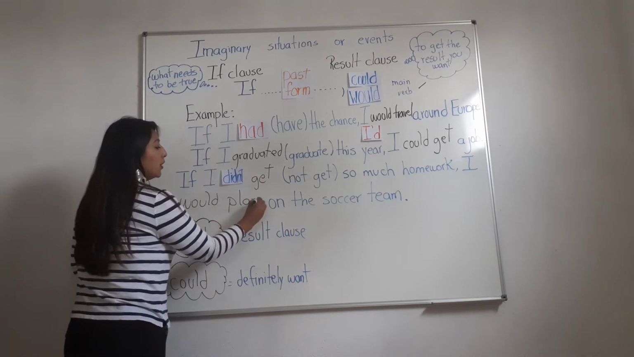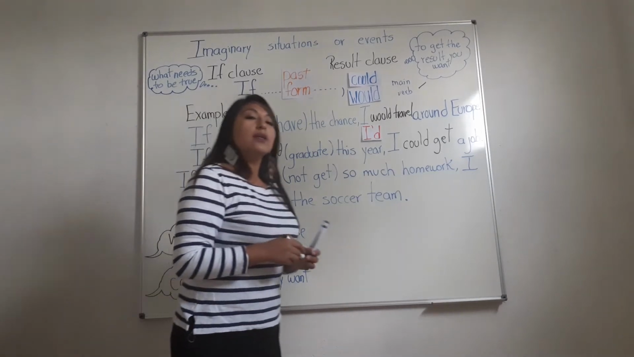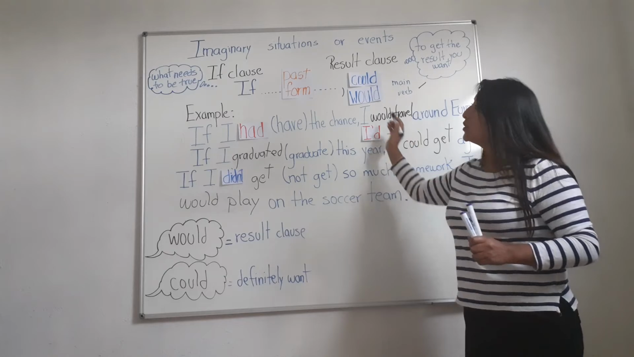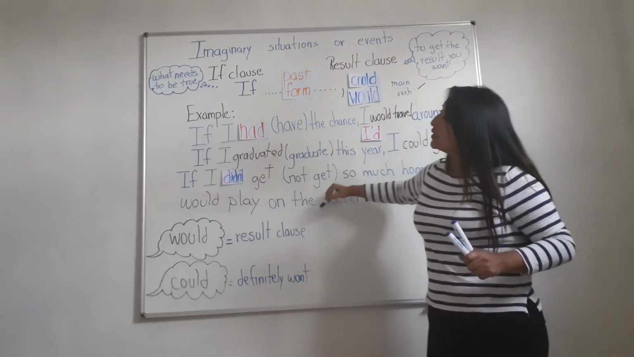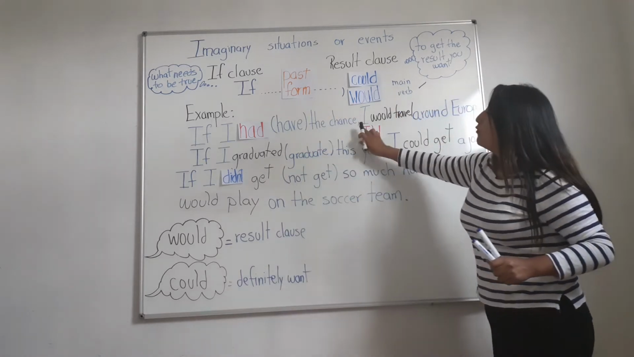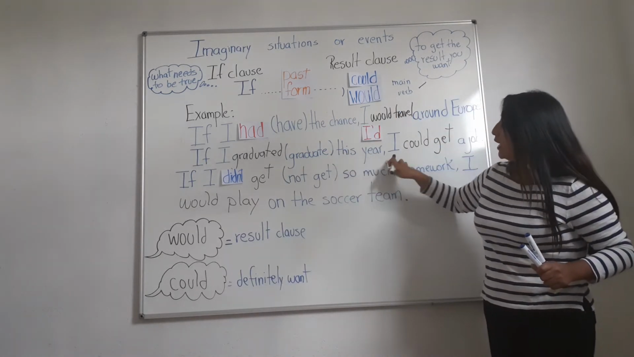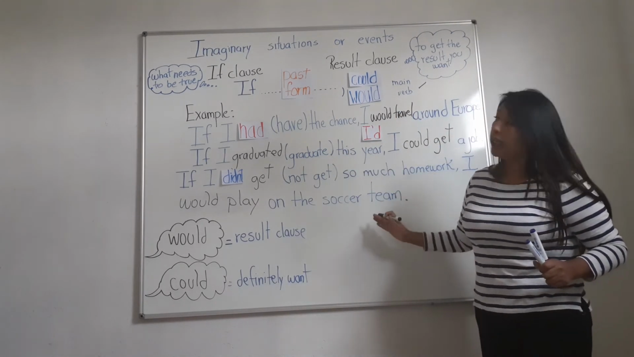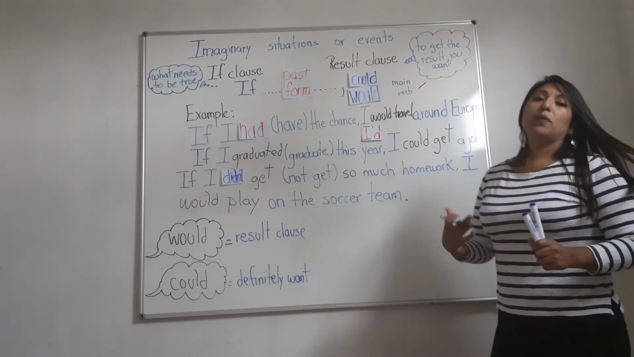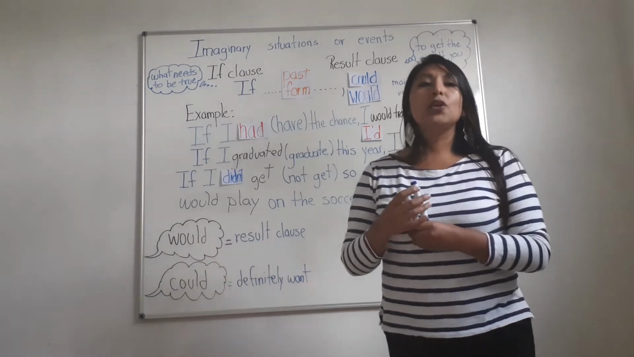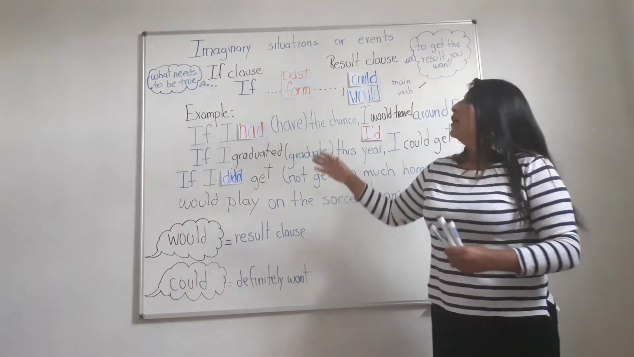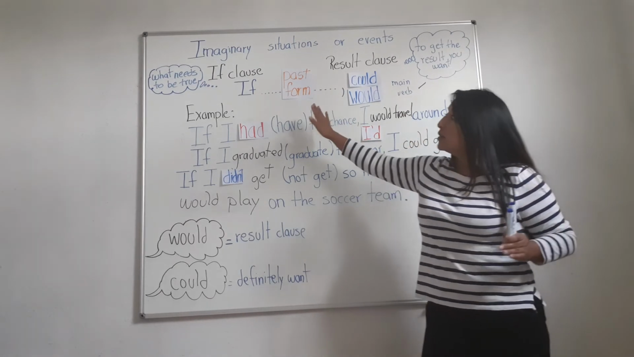I would play on a soccer team. Here you can see the imaginary situation, the if clause, what needs to be true, and here it is followed by a comma, which is mandatory. We're using could and would. Remember, for your examples in your book, in your work, in your course, you are going to focus on the if clauses.